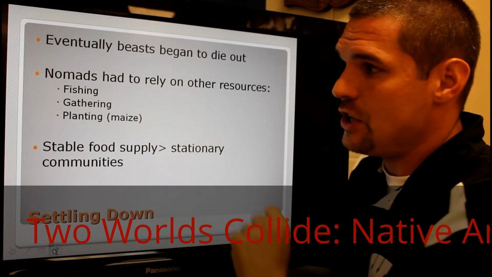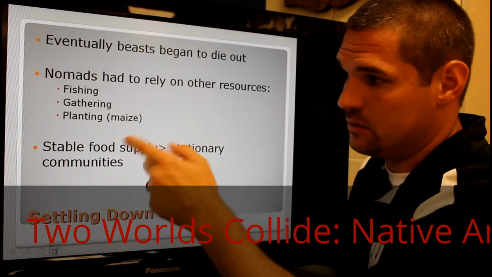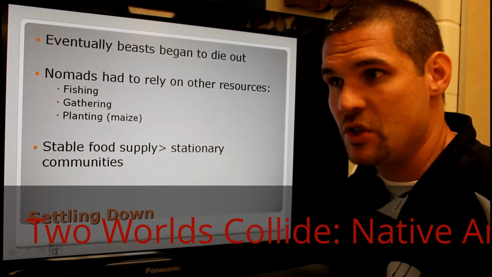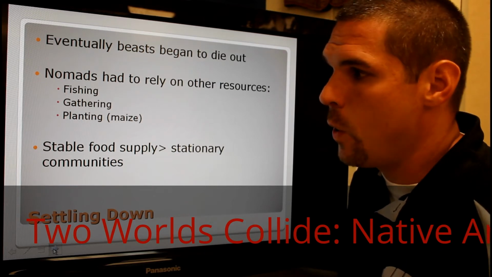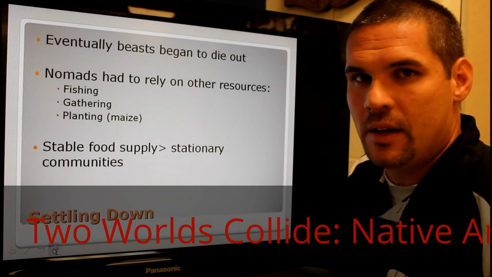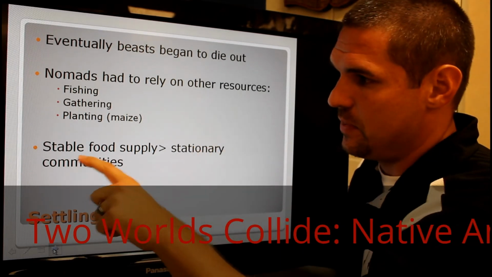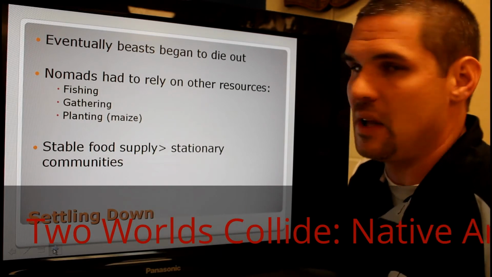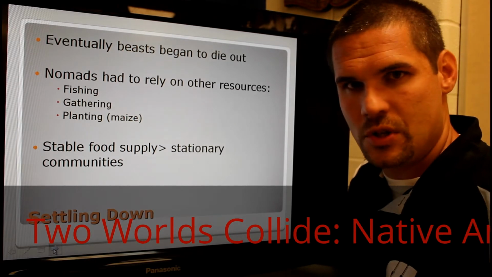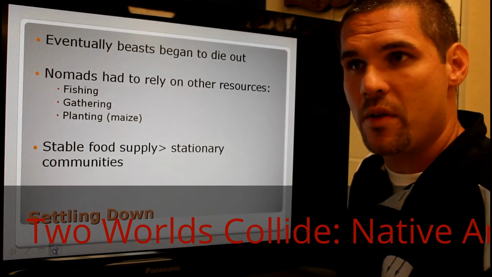So they began fishing, gathering nuts and berries, and planting. And I have here maize. That was one of your vocab words, maize, which is the early version of corn. So with fishing and gathering and planting, these first Americans, or descendants of first Americans, start having a stable food supply. And if the food supply is stable and they're staying nourished, then they're going to kind of stay put in the communities where they already are.